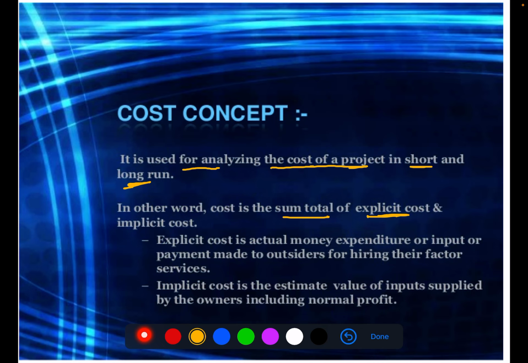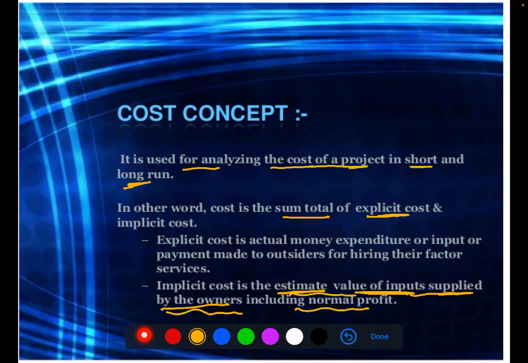All right. Next is implicit. Now what is implicit cost? Basically implicit cost means the cost of self supplied factors. So it is the estimated value of input supplied by the owners including normal profit. Look at the definition carefully. See what it is saying: estimated value of inputs supplied by owners.